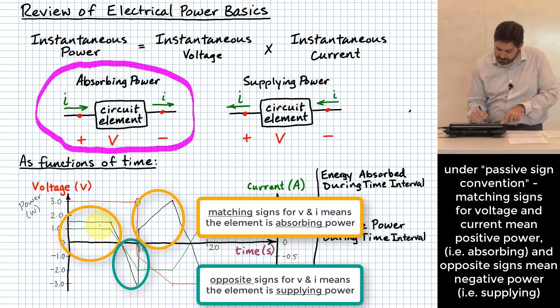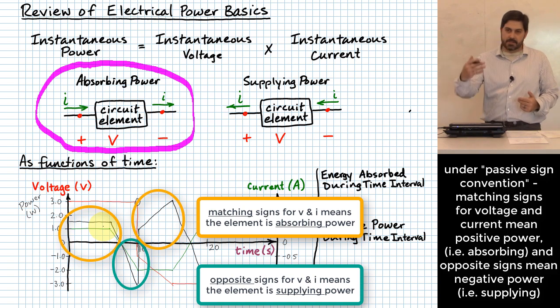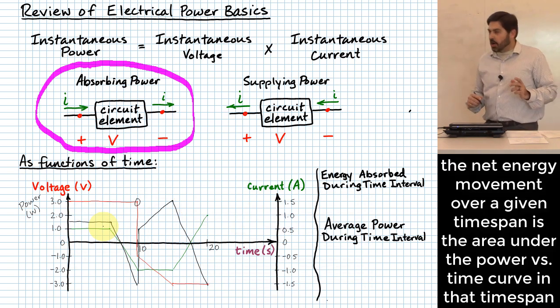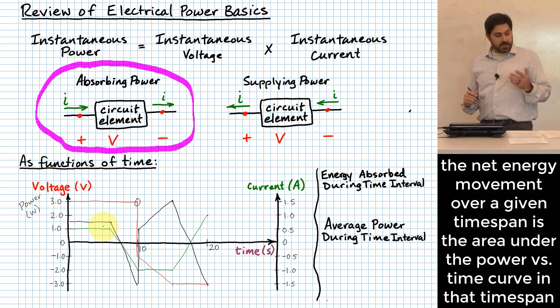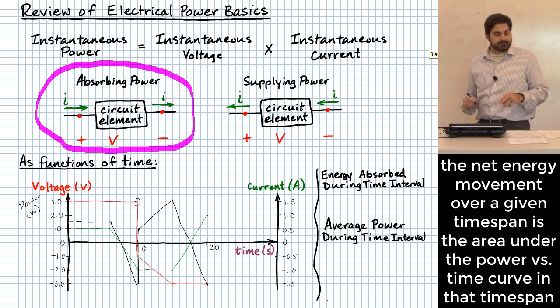And then up above 0 is absorbing power, because that's how I defined my sign convention: absorbing was positive and supplying was negative. Okay? Now, let's talk about energy. This is also something we've covered earlier in the class, but do you remember what our equation was for energy over a particular time interval?